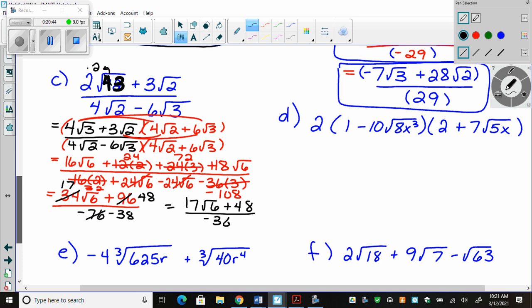What other option could I have given on the test? Negative 17 root 6 minus 48 on top, and 38 on the bottom.